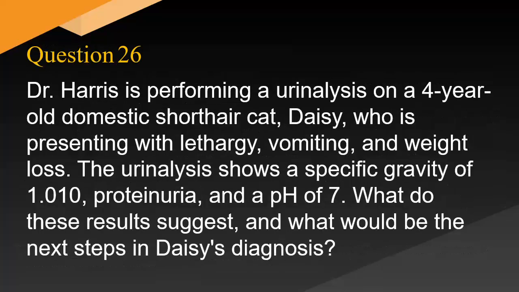anesthesia. Dr. Harris is performing a urinalysis on a 4-year-old domestic shorthair cat, Daisy, who is presenting with lethargy, vomiting, and weight loss. The urinalysis shows a specific gravity of 1.10, proteinuria, and a UPC of 7. What do these results suggest, and what would be the next steps in Daisy's diagnosis?